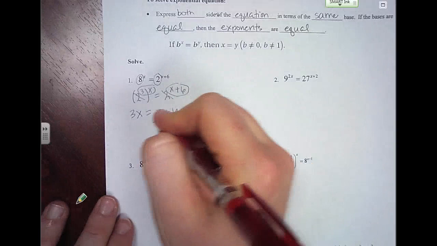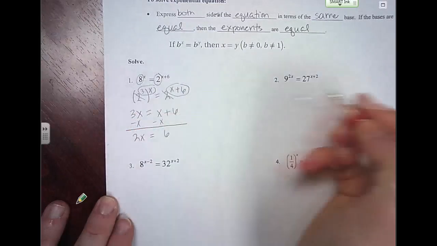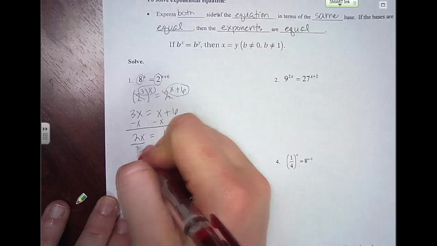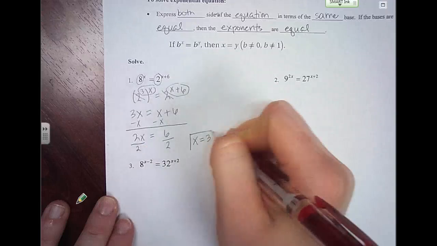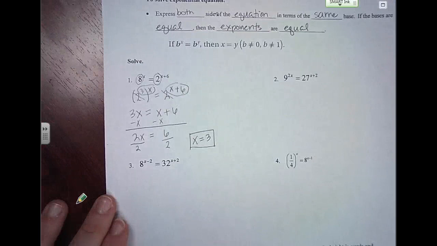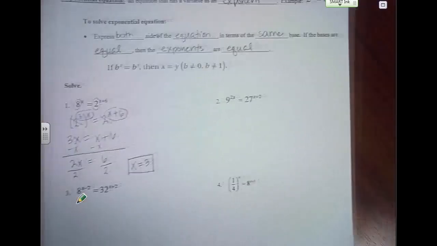So I'm going to subtract x, 2x equals 6, divide by 2, and x equals 3. So make the bases the same, set the exponents equal to each other. Okay, let's try number 2.